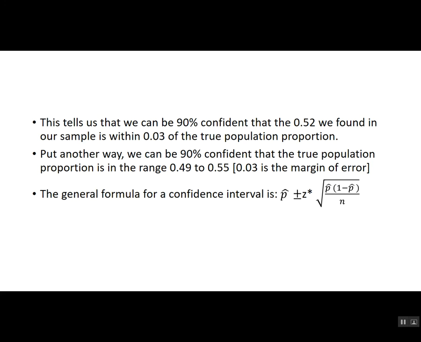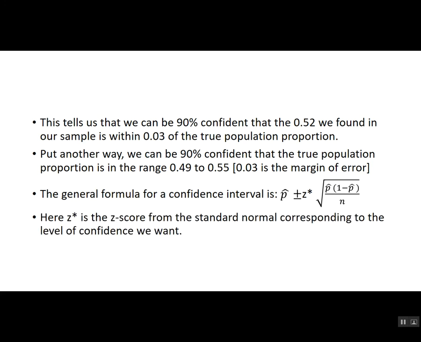In general, the formula for a confidence interval is p hat plus or minus z star times the square root of p hat(1 minus p hat)/n. Here z star is the z-score from the standard normal corresponding to the level of confidence we want. Remember how I got that for 90%? I used my standard normal distribution and did two-tail and found the z that went with the middle 90%. In practice, we won't really be using this formula, but it's good to see where it comes from and that it's not magic.